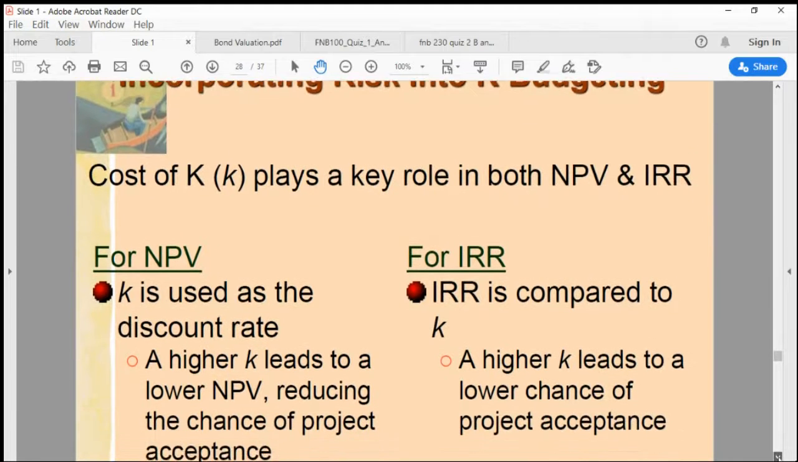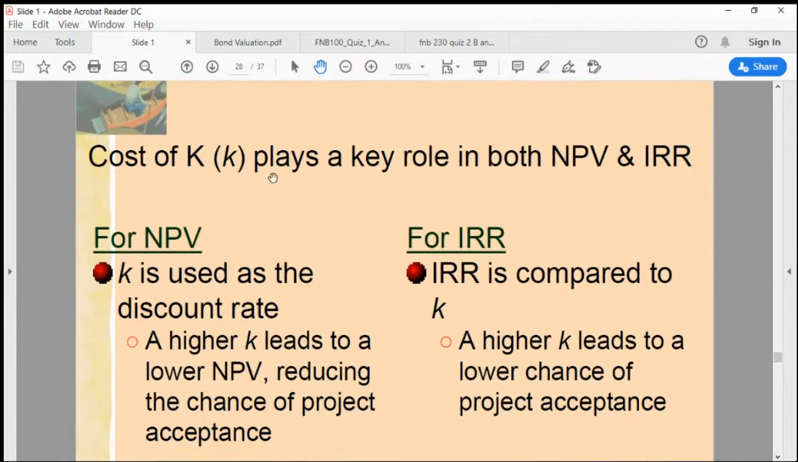But we already know cost of capital plays a key role in both NPV and internal rate of return, right? For net present value, it is the discount rate. A higher discount rate, cost of capital, leads to a lower net present value, reducing the chance of project acceptance. Internal rate of return is compared to cost of capital. A higher cost of capital leads to a lower chance of project acceptance, right?